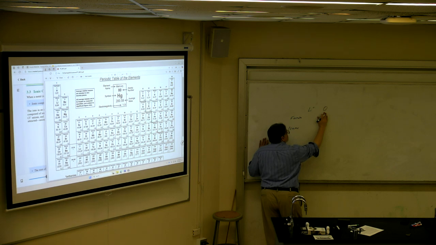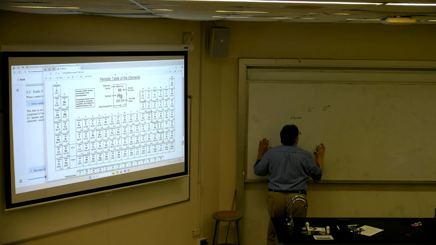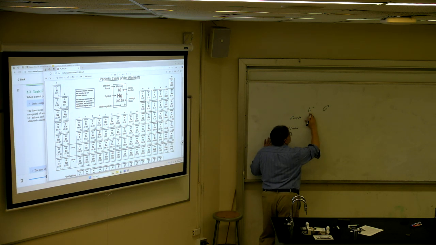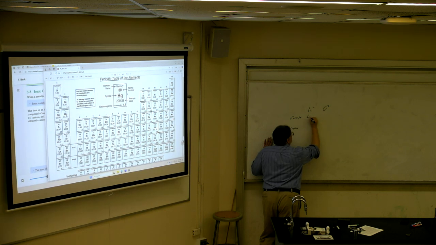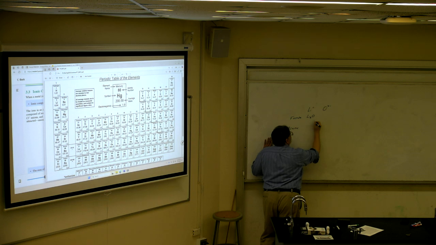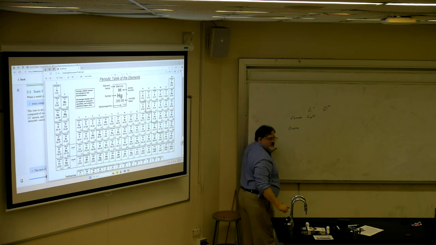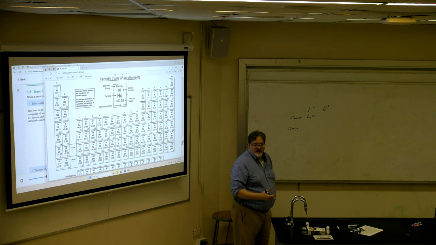Oxygen, what's its charge? 2 minus. So to make these charges balanced, if I had 2 positive charges, I would balance the 2 negative charges. So the formula is Li2O. Really, I mean Li2O1, but like I said, again, we tend to leave the 1 off when there's just 1. That would be the formula. The whole point is to make the charges balanced.